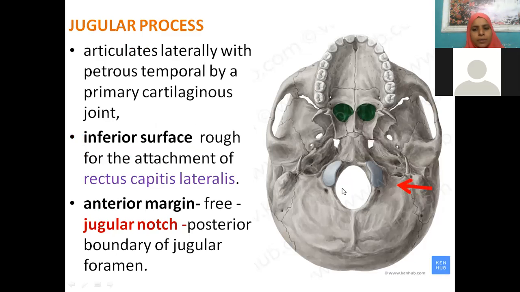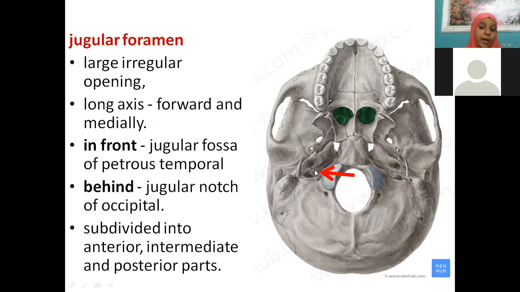So this I said is the jugular process. This is also the jugular foramen. Nobody will ask you about the jugular process, don't worry. Jugular foramen is very important. The structures which are passing through the jugular foramen: the internal jugular vein, and the 9th, 10th, 11th cranial nerves. That would be glossopharyngeal, vagus, and accessory.